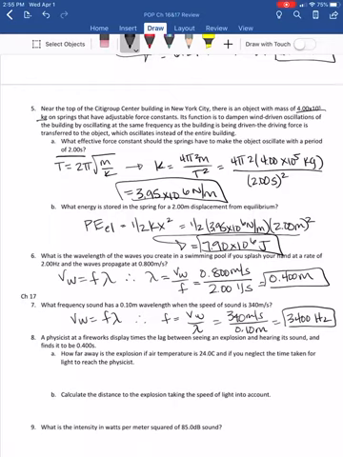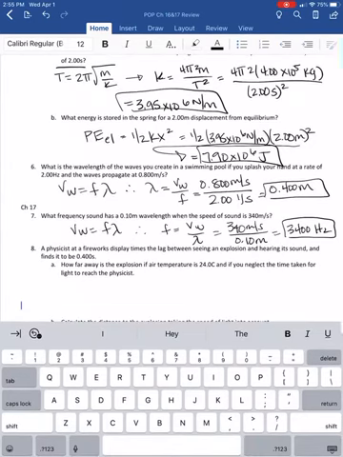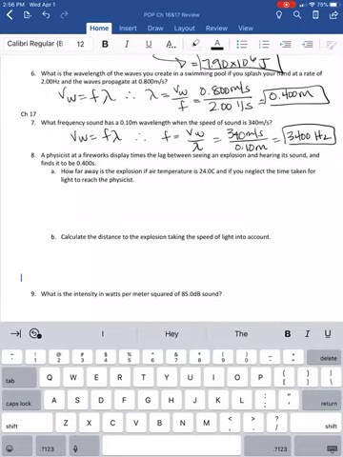Okay, next one, we've got, I'm definitely gonna have to put more spaces in here, sorry. This one is saying that a physicist at a fireworks display times the lag between seeing an explosion and hearing its sound and finds it to be 0.4 seconds. How far away is the explosion if the air temperature is 24 degrees?